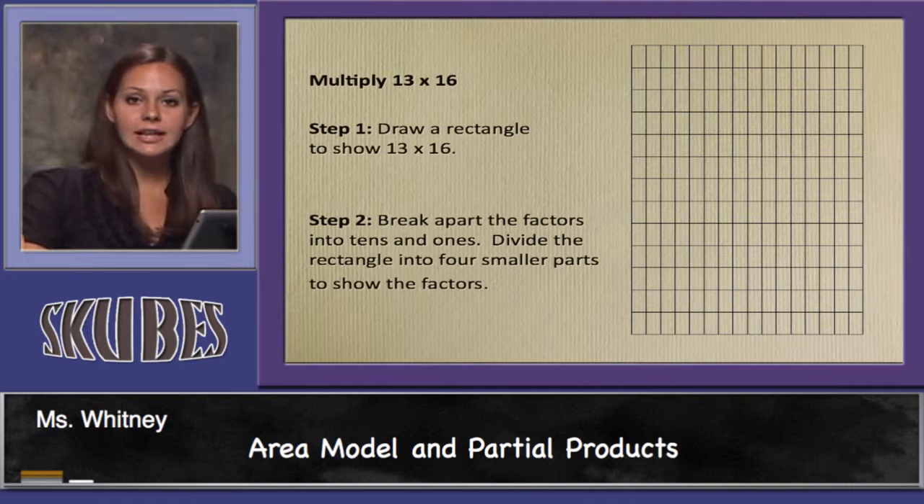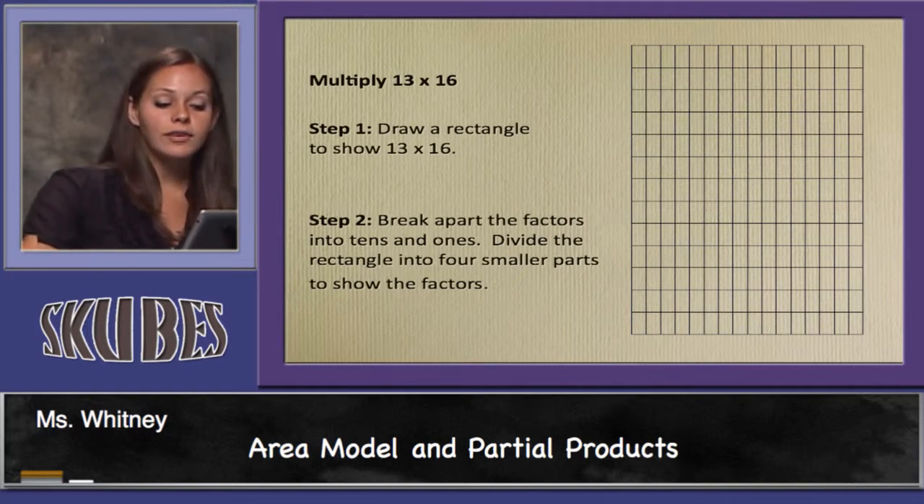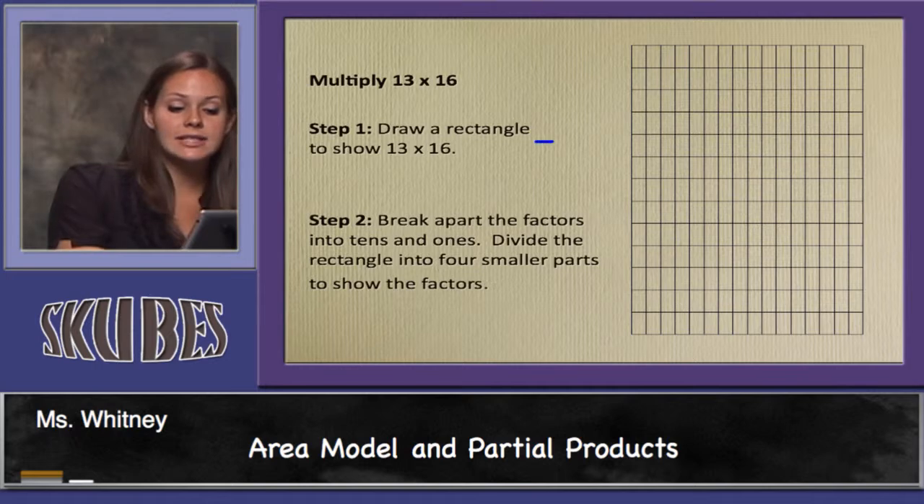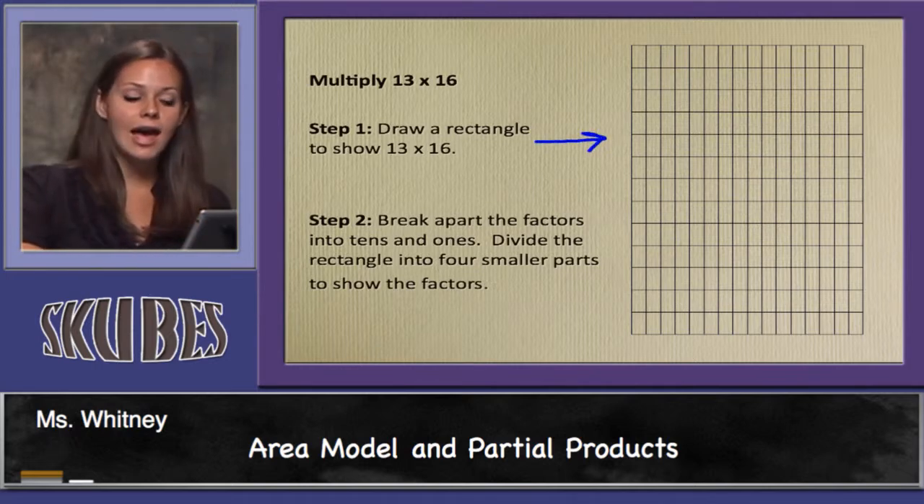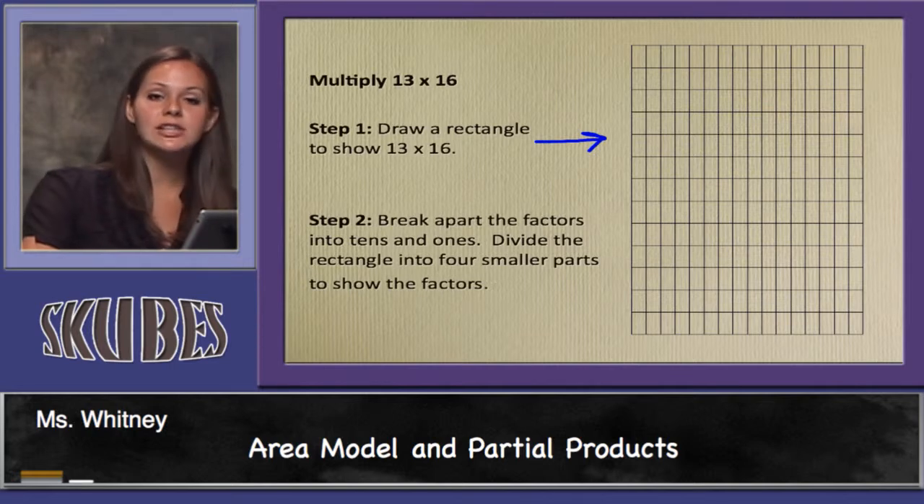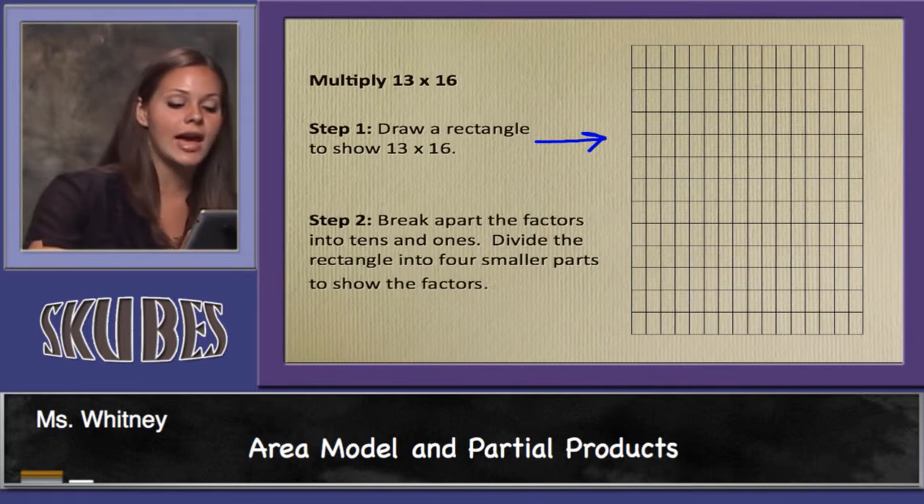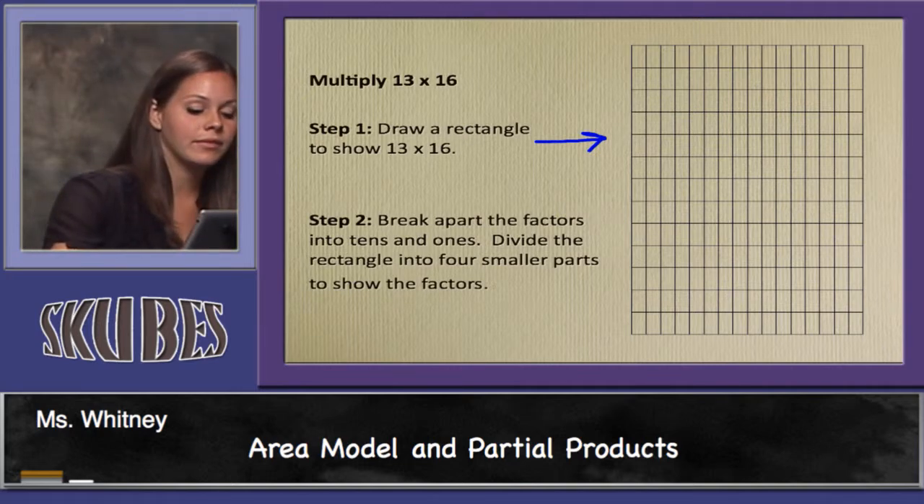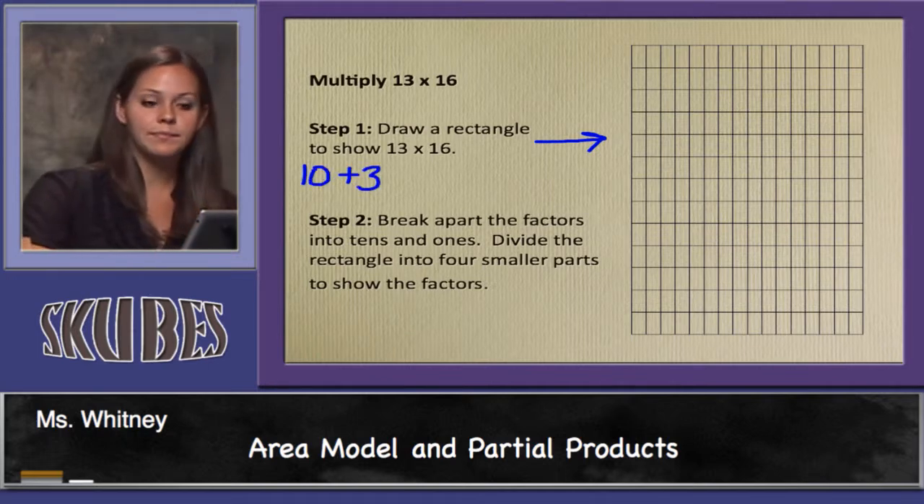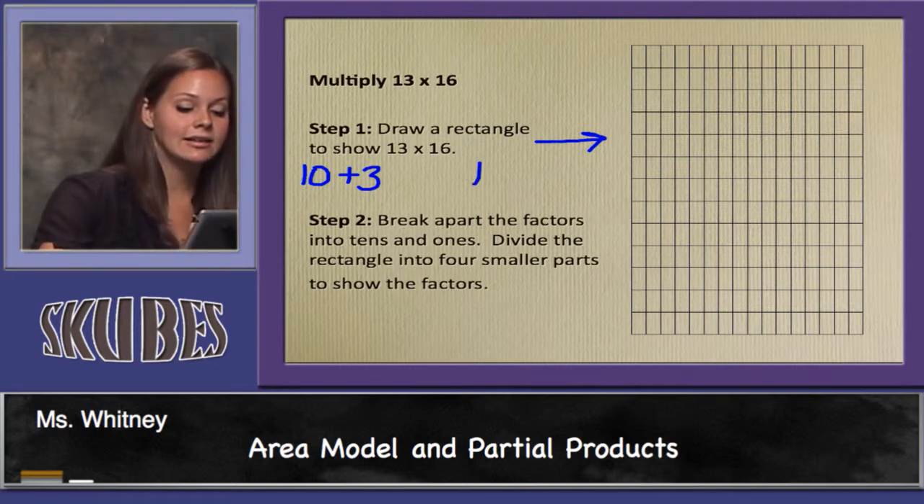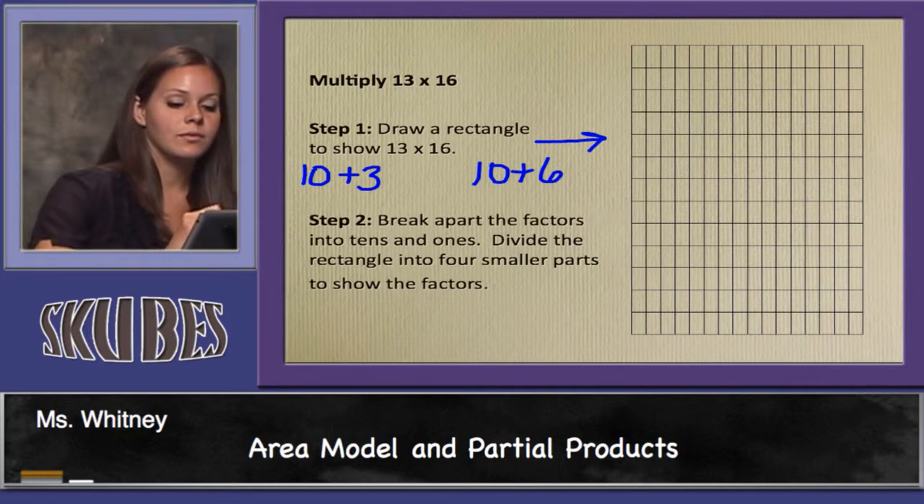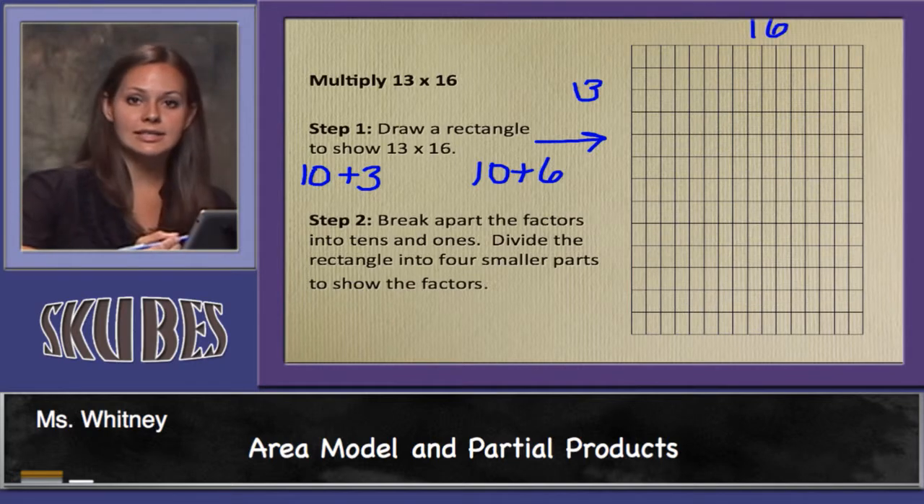Let's multiply 13 times 16. Draw a rectangle to show 13 times 16, like you see on the slide. Now break apart the factors into tens and ones and divide the rectangle into 4 smaller parts to show the factors. Let's start with 13. We'll make 13 10 plus 3. And then we'll make 16 10 plus 6. This side shows 13 and this side shows 16.